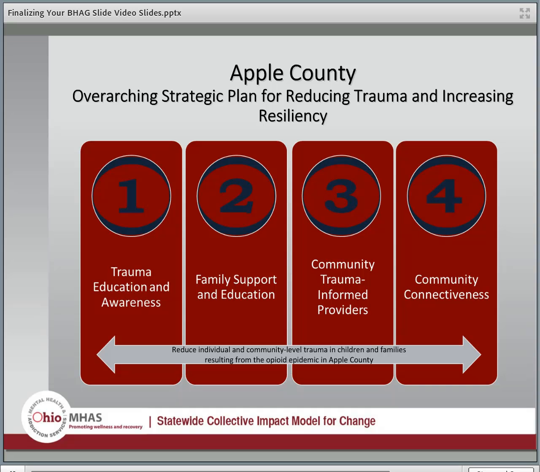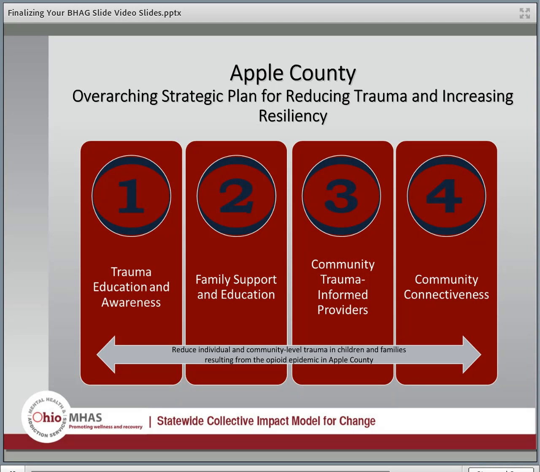Also consider whether the plan areas identified make sense. How do they support your overall BHAG goal? Are these the right plan areas? And do they form a comprehensive plan? What might be missing? Do you have partners and resources to help move forward on these plan areas?